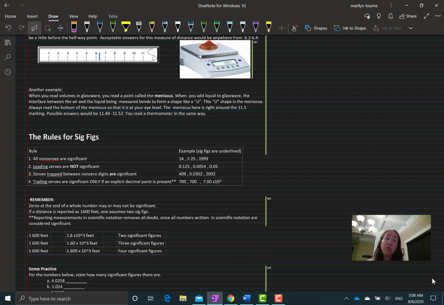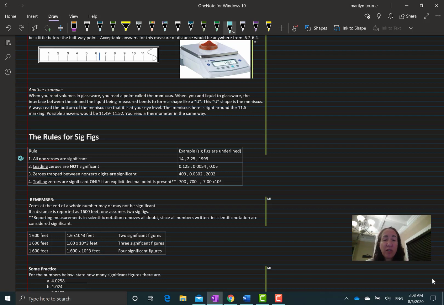The first step to do that is knowing the rules of significant figures. So what that means is if I show you a number, you're able to tell me right off the bat how many sig figs it has. So the first rule for significant figures is really easy. It's right here. It's number 1. It says all non-zeros are significant. So a non-zero number is any number that's not 0. So 1, 2, 3, 4, 5, 6, 7, 8, 9.